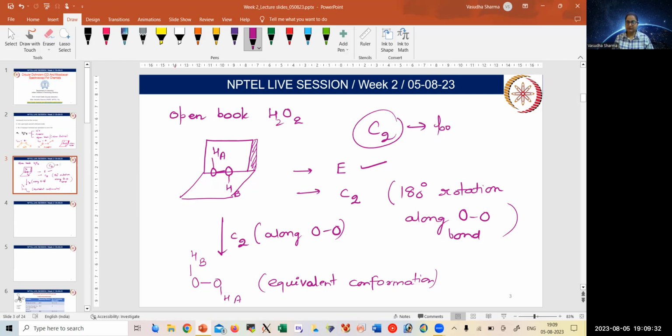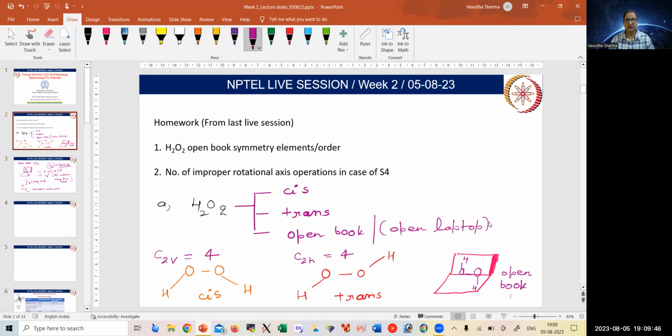That point group we'll discuss in the next slides. But for the C2 point group, the total number of elements is 2. So the number of symmetry elements present in the case of open book H2O2 is 2. Because of the C2, it only has 2 symmetry elements, that is, the order of this particular open book is equal to 2. So the answer is 2.